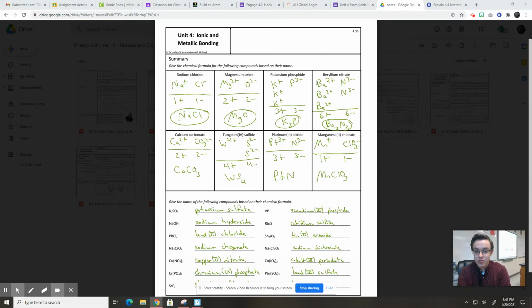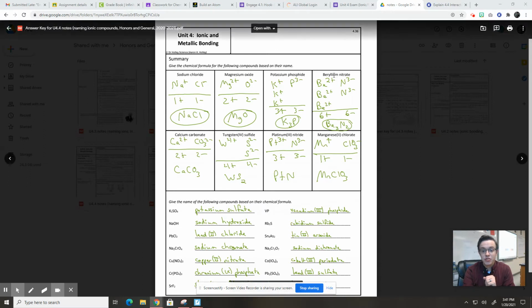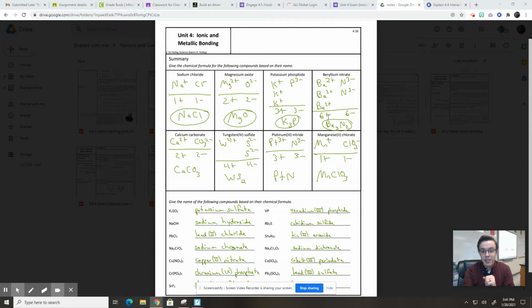Beryllium nitride. Beryllium has a +2 charge because it's in group 2A, and nitride has a -3 charge because it's in group 5A. So you need 3 berylliums to add up to +6, and you need 2 nitrides to add up to -6.